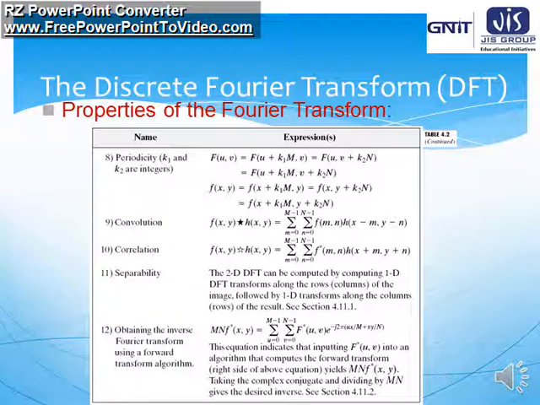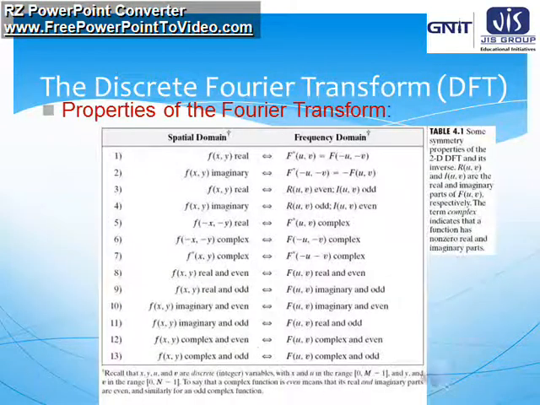If we move forward to the next slide, we will find the properties of the Fourier transform. Here are some summary properties of the 2D DFT and its inverse, where the real and imaginary parts have been respectively given here. The term complex indicates that a function has non-zero real and imaginary parts.